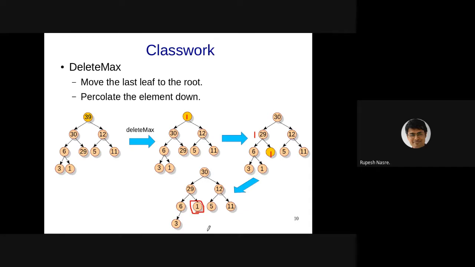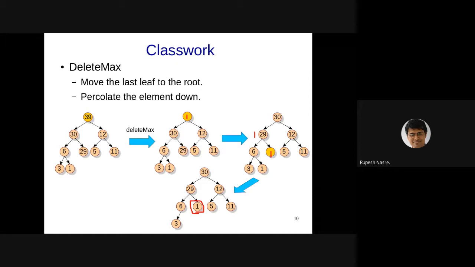And as you can see, the structural property is satisfied, that is clear because we are removing the last leaf. But why does the heap order property get satisfied? The reason being that you are actually percolating the value down, and therefore moving it down is not going to dissatisfy the way it happened during the insert. So therefore we are guaranteed to get the heap order back.